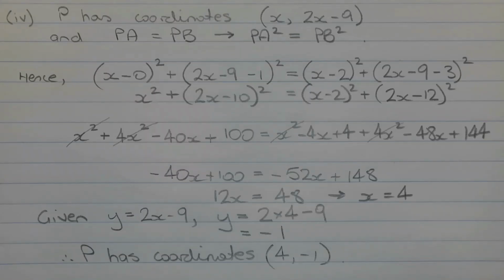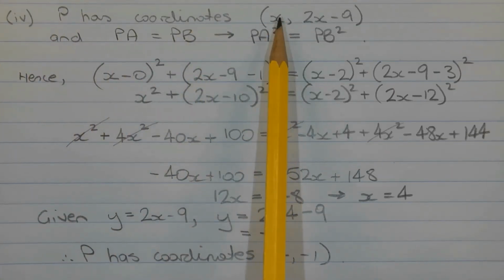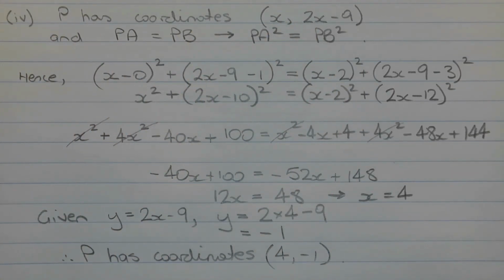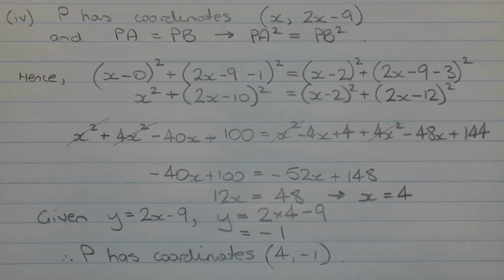Since point P lies on the line y equals 2x minus 9, this implies that P has coordinates (x, 2x minus 9). Now it's given that point P is equidistant from points A and B. That means the distance from point A to P is equal to the distance from point B to P. So this means that PA is equal to PB.